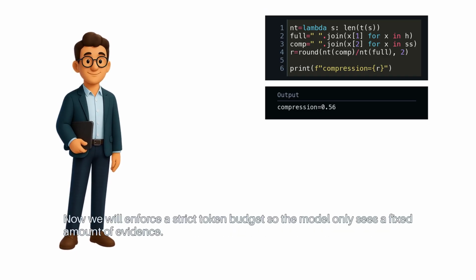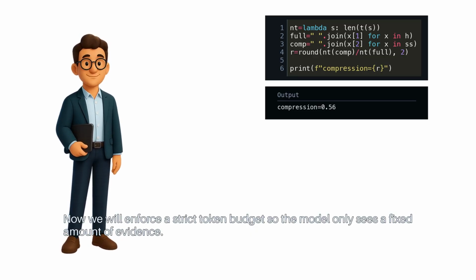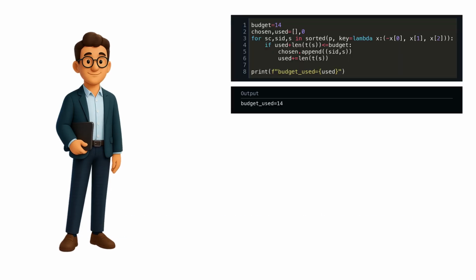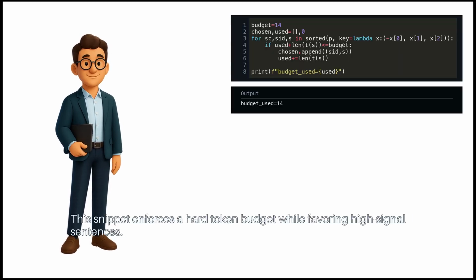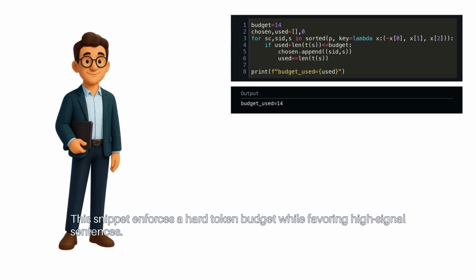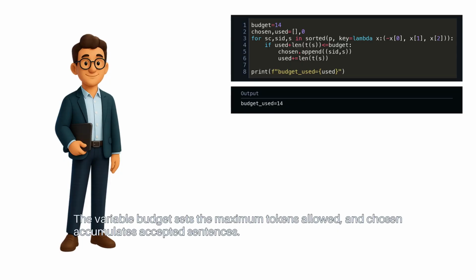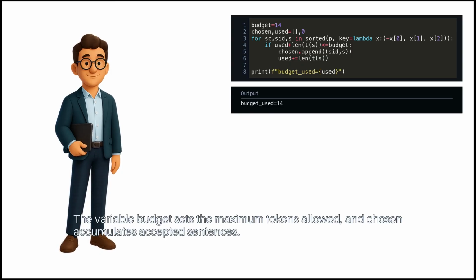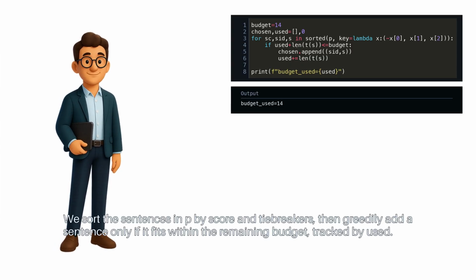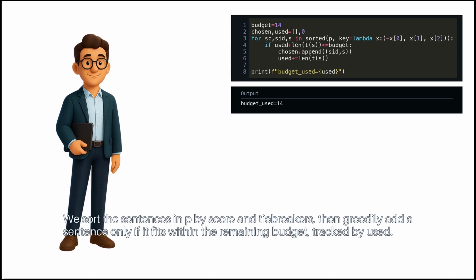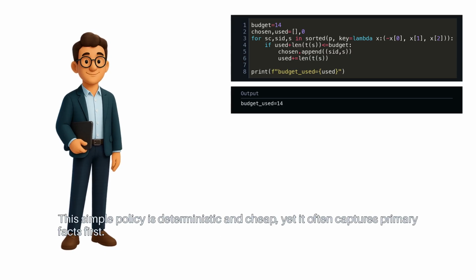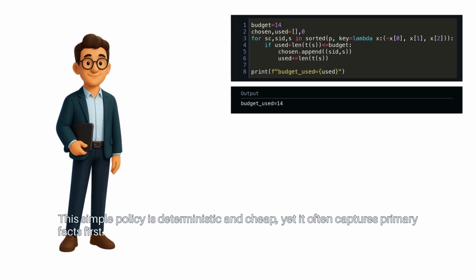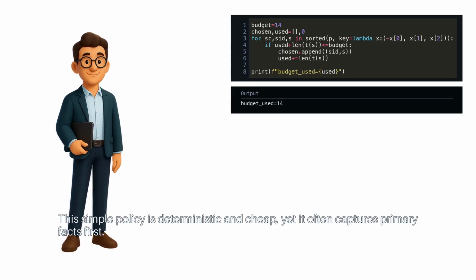Now we will enforce a strict token budget so the model only sees a fixed amount of evidence. This snippet enforces a hard token budget while favoring high signal sentences. The variable budget sets the maximum tokens allowed, and chosen accumulates accepted sentences. We sort the sentences in P by score and tiebreakers. Then greedily add a sentence only if it fits within the remaining budget, tracked by used. This simple policy is deterministic and cheap, yet it often captures primary facts first.